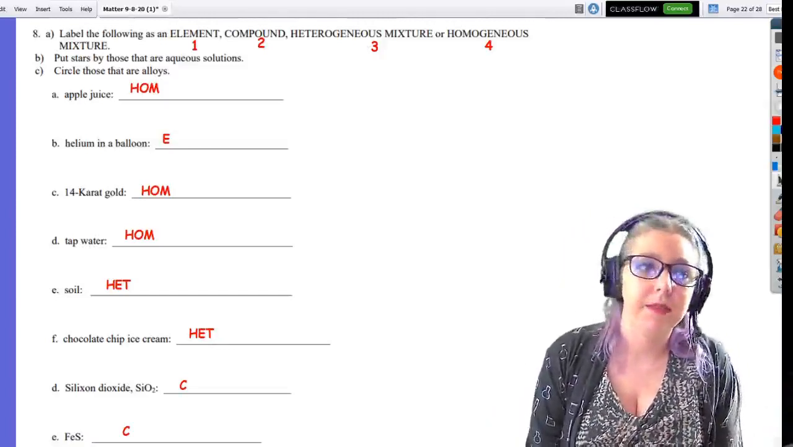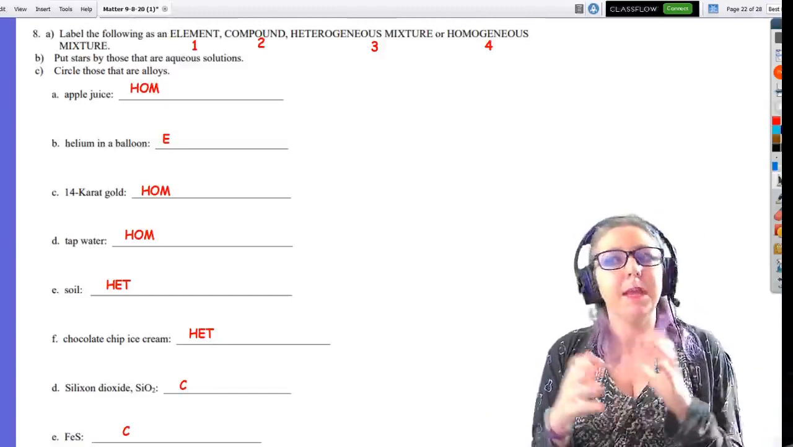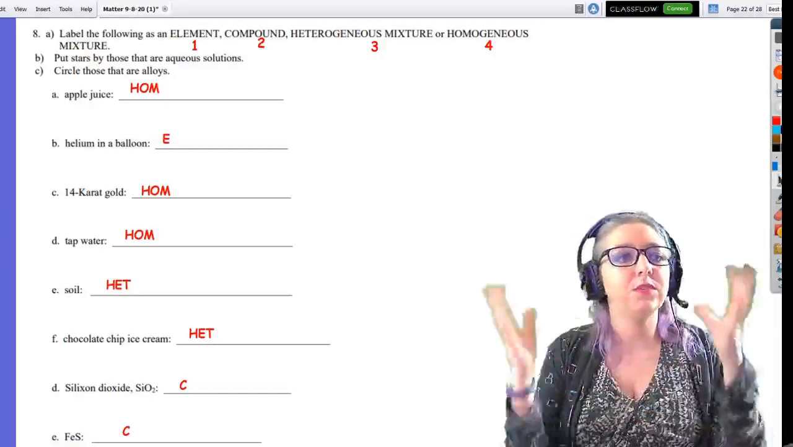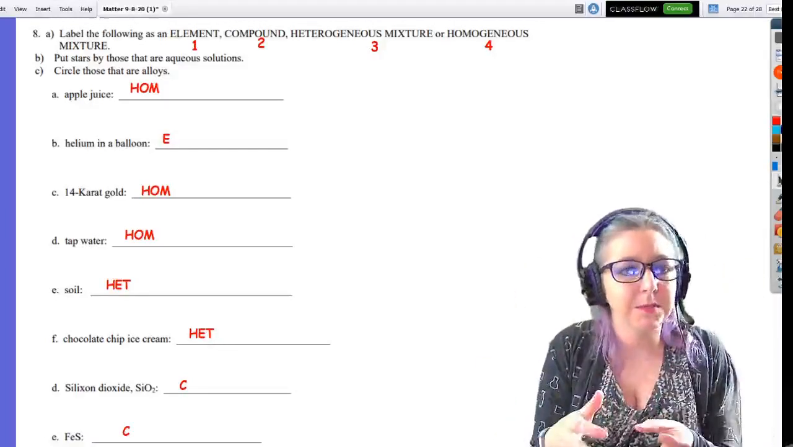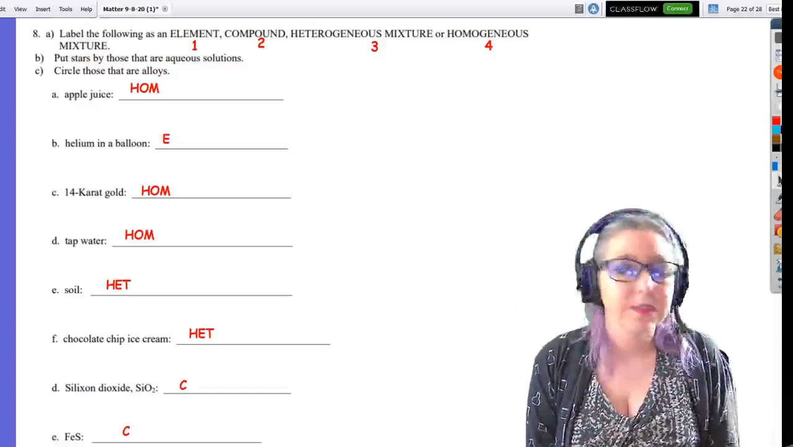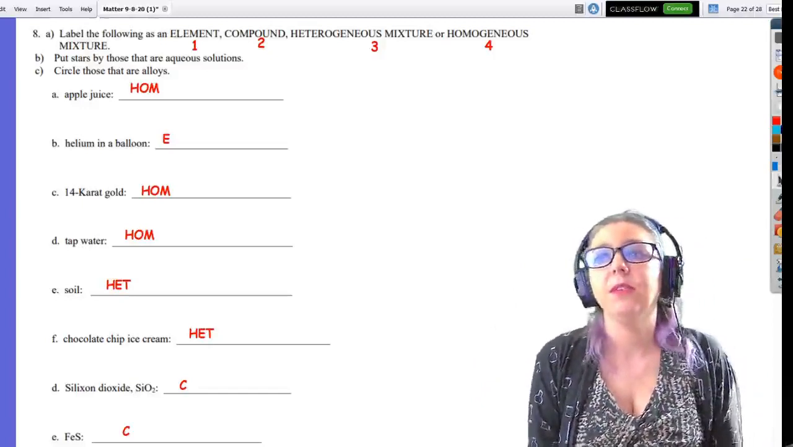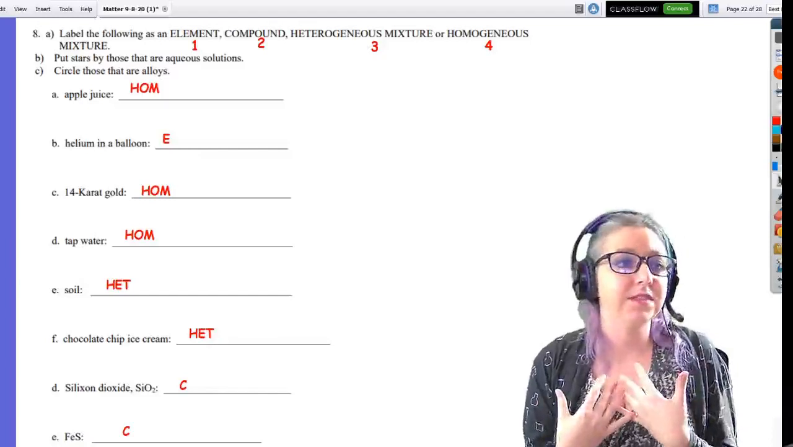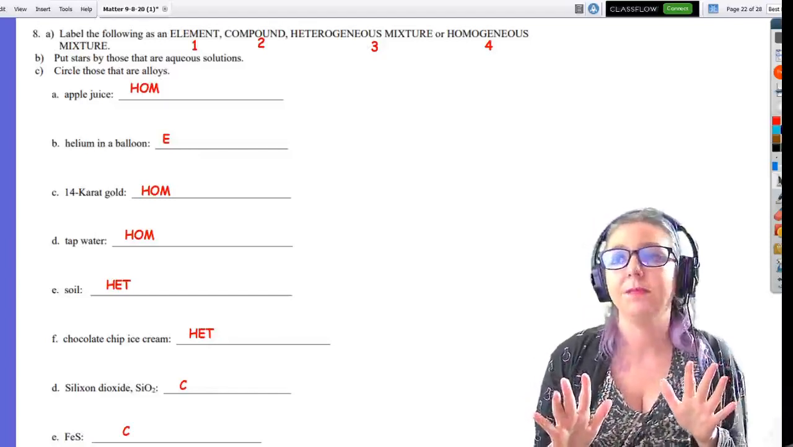Helium is one of our elements. So the helium in a balloon, not the whole balloon system, but just the helium inside the balloon, is an element. 14 karat gold is actually one that I got wrong the first time, so don't feel too bad if you got it wrong.